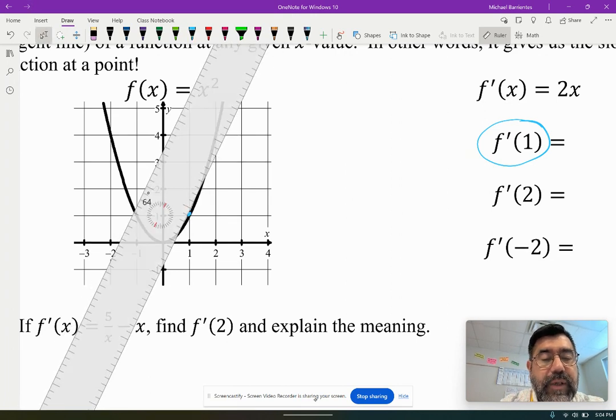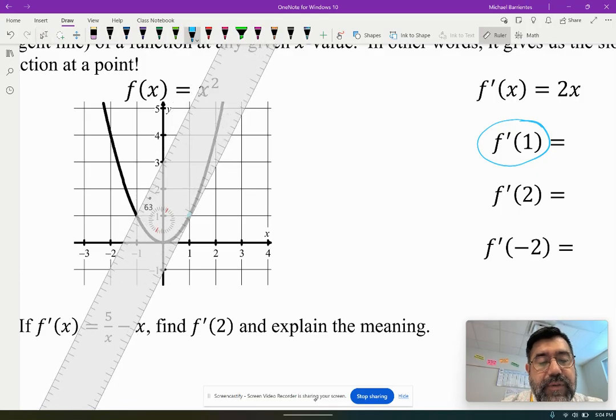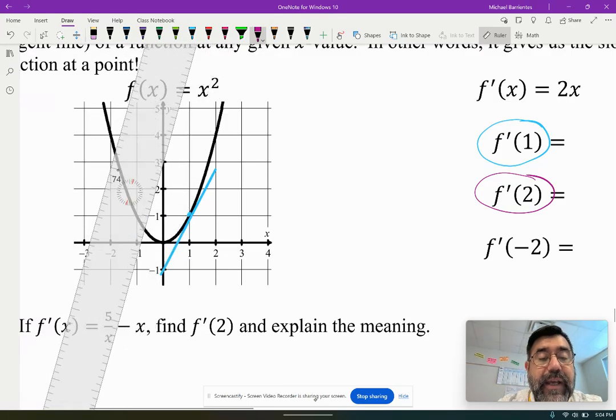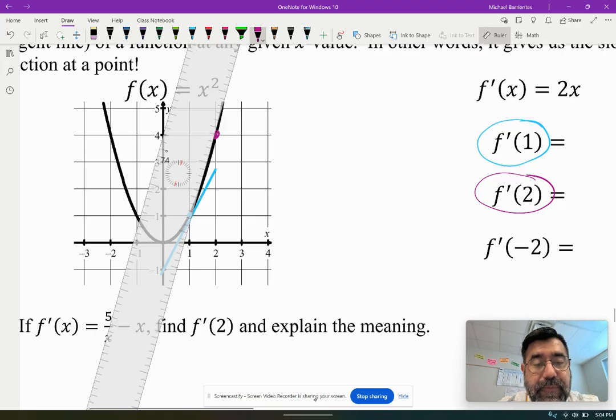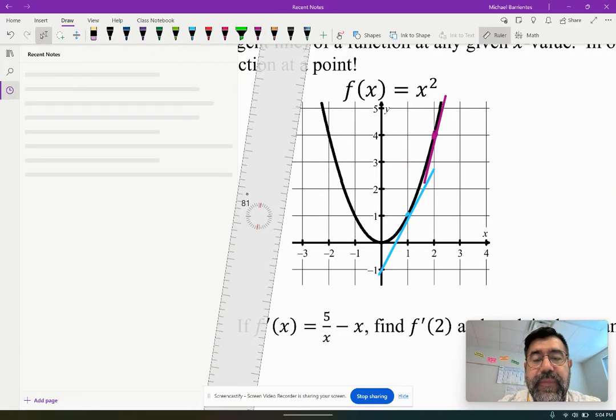So let me make 1 here darker. And then I'm just going to skim that. We're talking about that slope. And I'm trying to figure out what is the slope of that line at x equals 1. And then when I ask you to find f prime of 2, I'm asking you to find the derivative at x equals 2. So we're looking for this. Let's see, something like this.